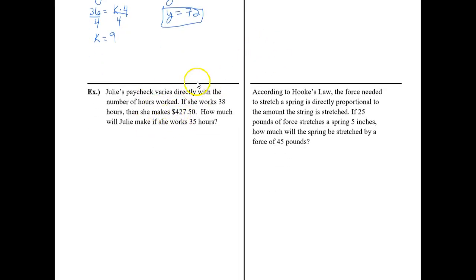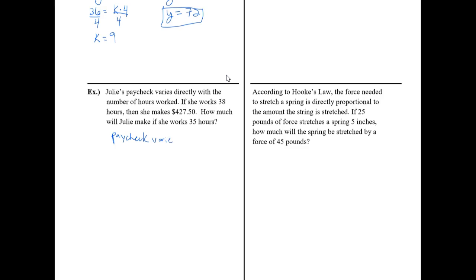It's now more of a story problem. It says Julie's paycheck varies directly with the number of hours worked. If she works 38 hours, then she makes $427.50. How much will Julie make if she works 35 hours? So we still have to find that variation constant, and in this case the variation constant is how much she makes per hour.